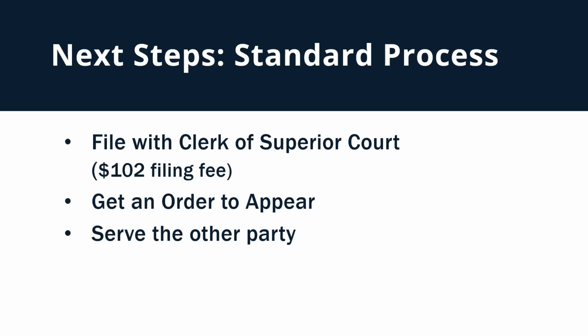Next, deliver 1 conformed copy of the petition to Family Administration. They'll set a hearing and give you an order to appear with dates for a conference and a hearing. You'll also have a conference with court staff immediately before the hearing.